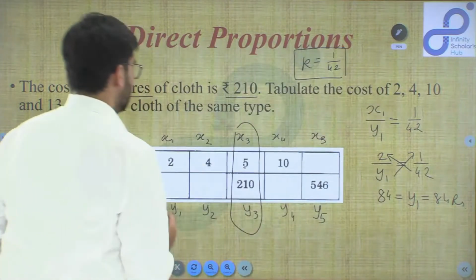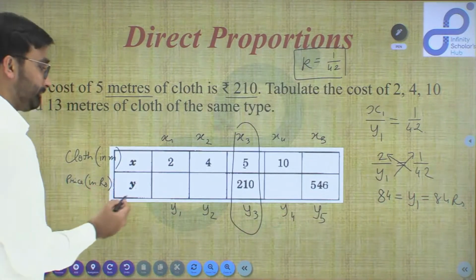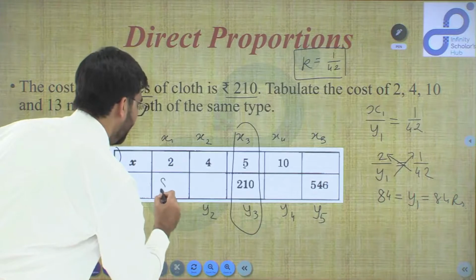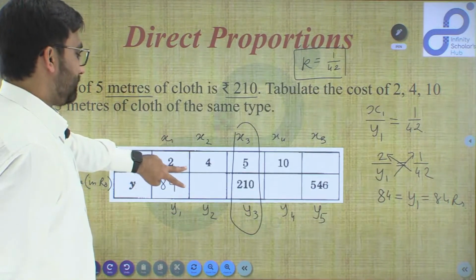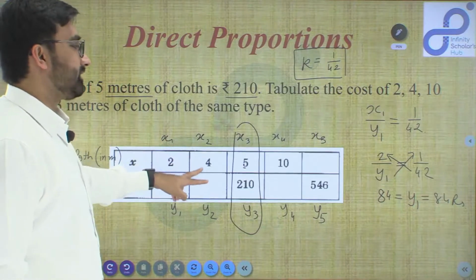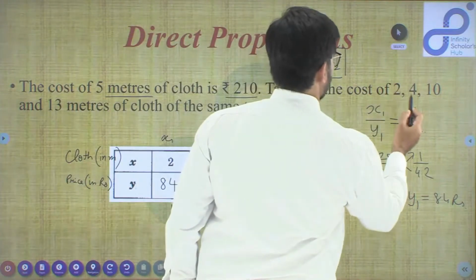That means if I buy 2 meters of cloth, it is going to cost me 84 rupees. Now I guess for x2 and y2 you will do the same thing, so let's do that.